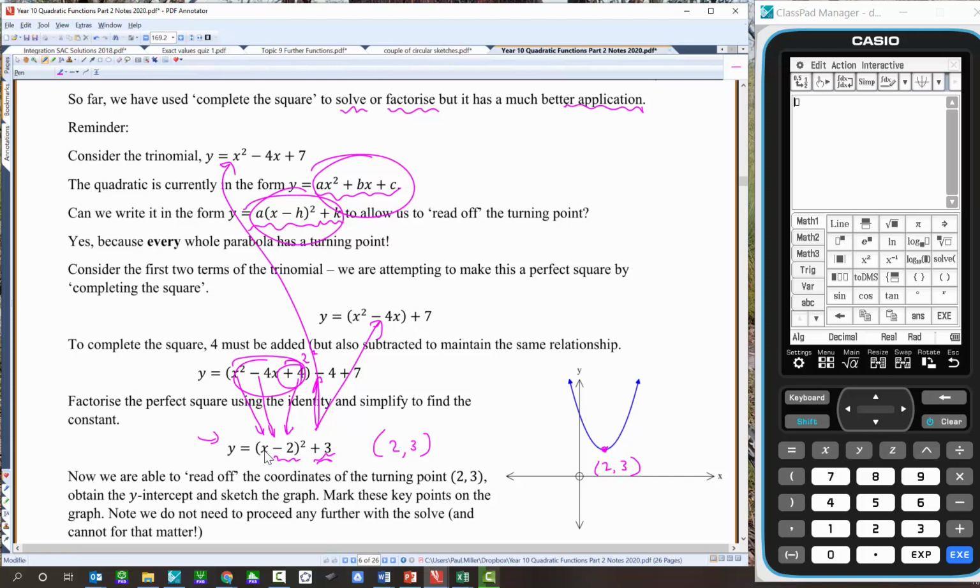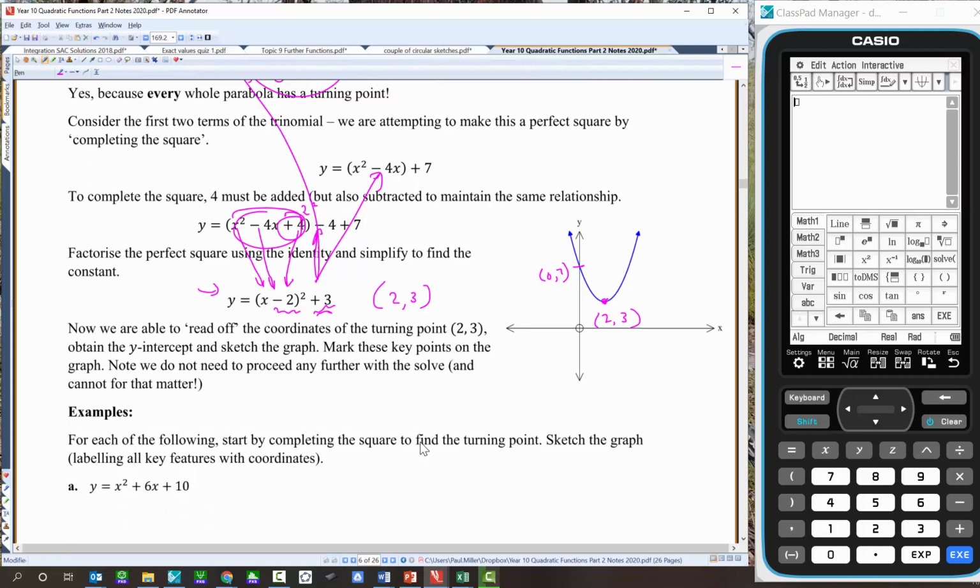Remember, the y-intercept occurs when x is equal to 0. So slam in 0. Negative 2 squared is 4. 4 plus 3 is 7. So that occurs at 0, 7. And we don't need to proceed any further with the solve. And in this case, we actually can't. You can't solve this because it doesn't have any x-intercepts anyway. So there's no point trying to get the x-intercepts if they don't exist.